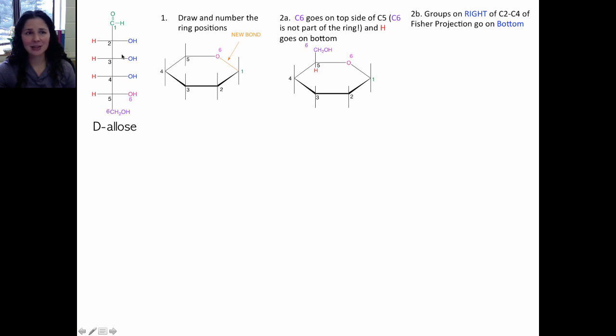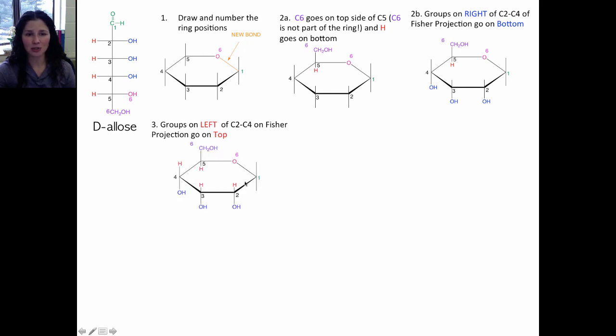The next step is to take the groups on the right-hand side of the chiral carbons and put them on the bottom positions of carbons 2, 3, and 4. Carbon 5 has already been taken care of, and its alcohol is already part of the ring. So I'm going to add the groups on carbons 2, 3, and 4 from the right to the bottom. On this structure, all of these groups are alcohols, so I put alcohols on the bottom positions of 2, 3, and 4. The next step is to take the groups that were on the right-hand side of 2, 3, and 4 and to add them to the top positions, here, here, and here. In this case, they're all hydrogens.